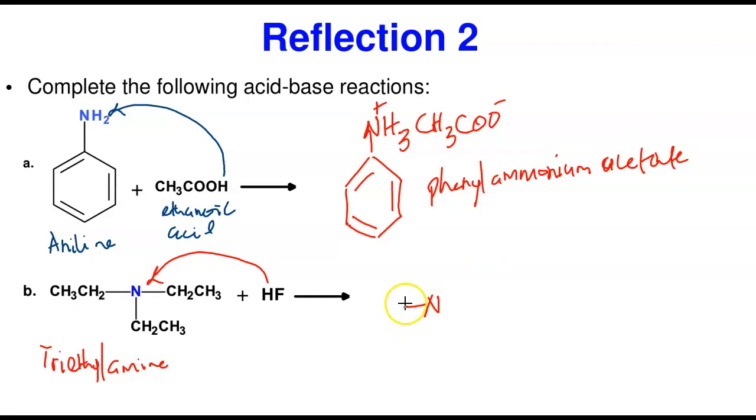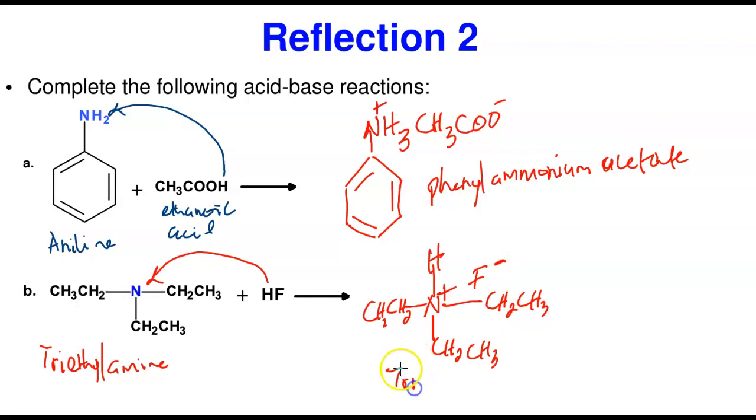So you're going to have CH2, CH3, CH2, CH3, CH2, CH3, and then the hydrogen connecting from here, and because of the fourth bond it's going to have a positive charge, and then you put the fluorine by the side. So now this is triethylammonium fluoride.